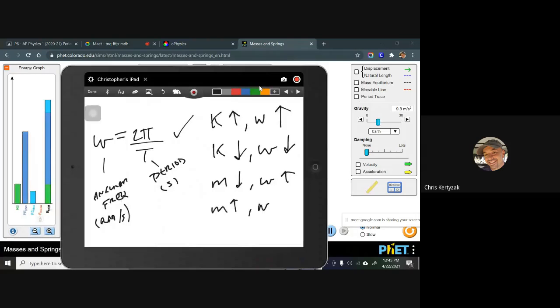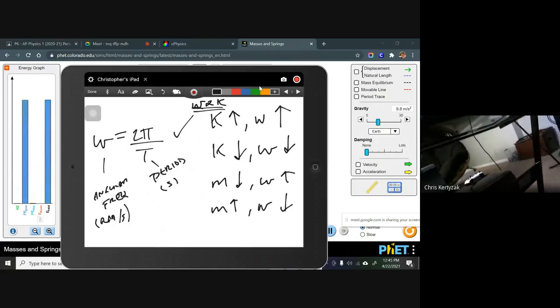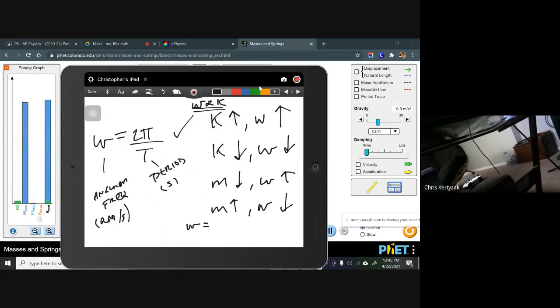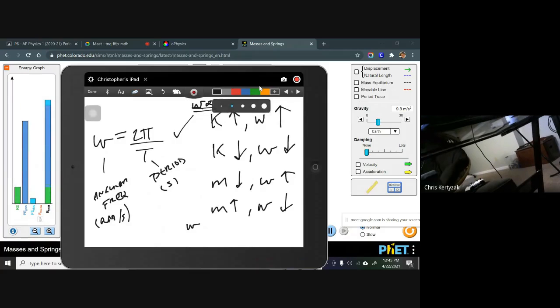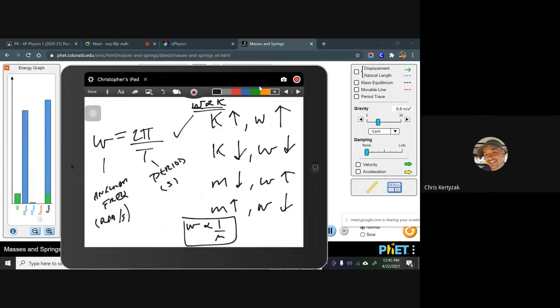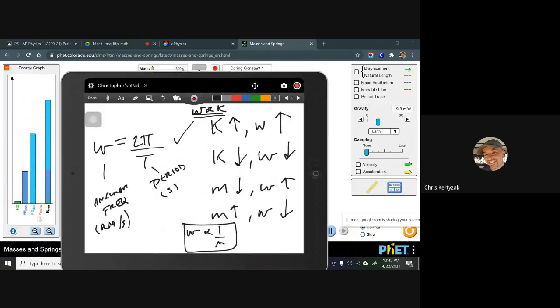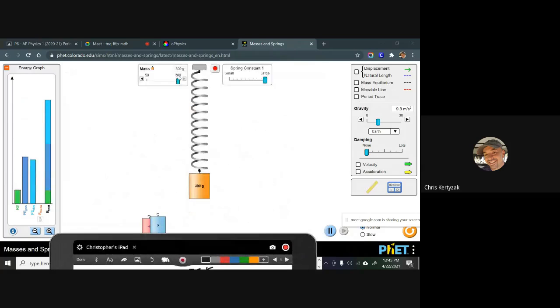So we know that there's some sort of proportional relationship between omega and K, because they kind of mirror each other. And we see that there's an inverse proportion between the mass and omega. So in order to know what the actual formula is, you'd actually have to do an experiment, right? Which we can do. We're going to do it here.